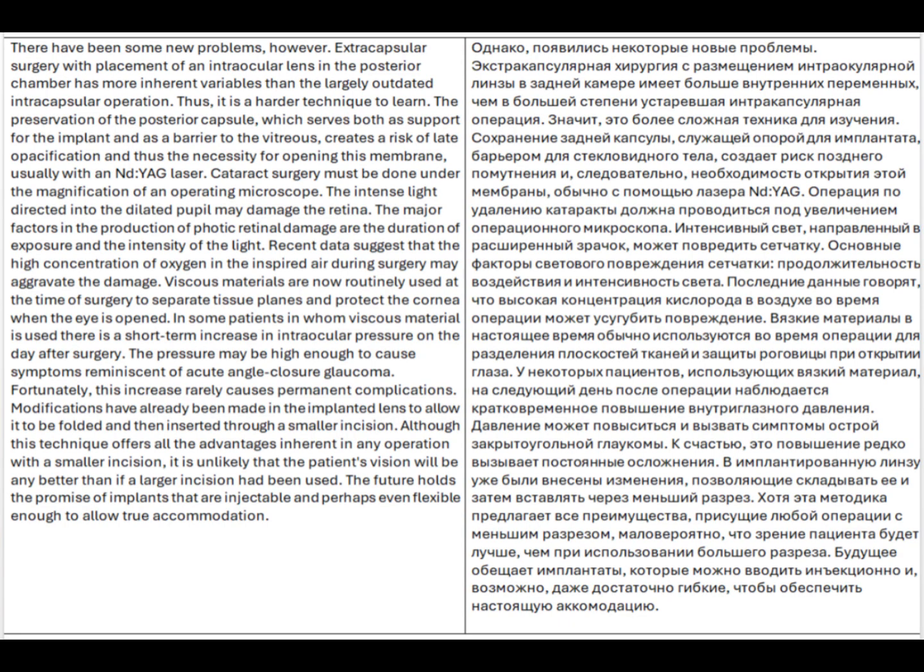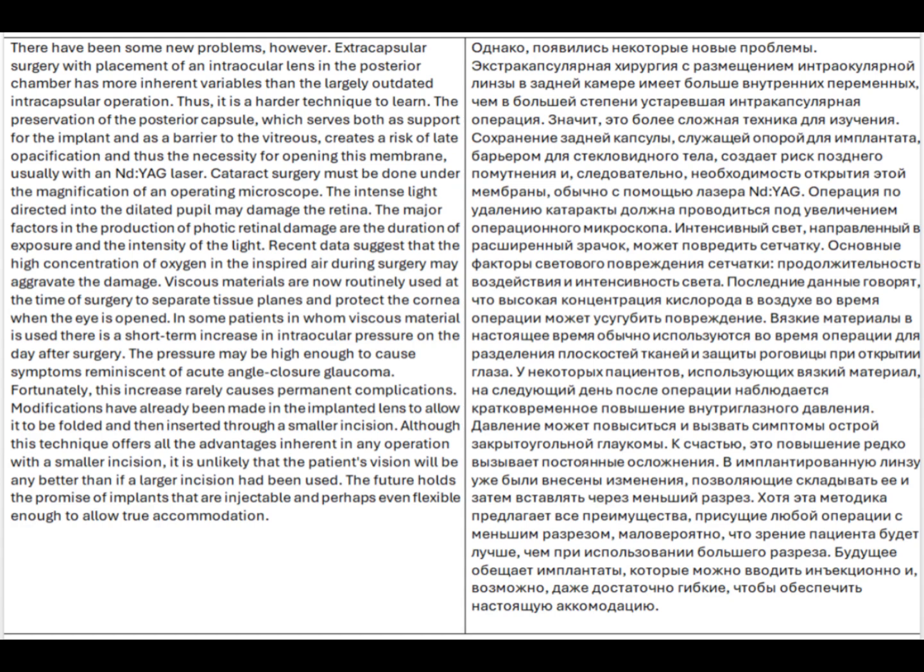Modifications have already been made in the implanted lens to allow it to be folded and then inserted through a smaller incision. Although this technique offers all the advantages inherent in any operation with a smaller incision, it is unlikely that the patient's vision will be any better than if a larger incision had been used.